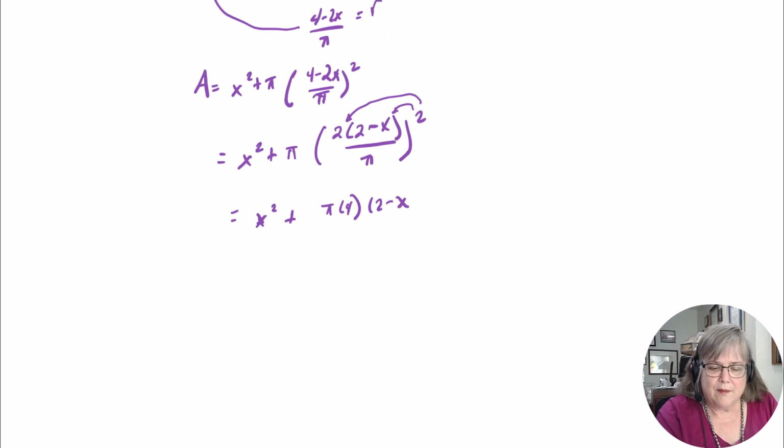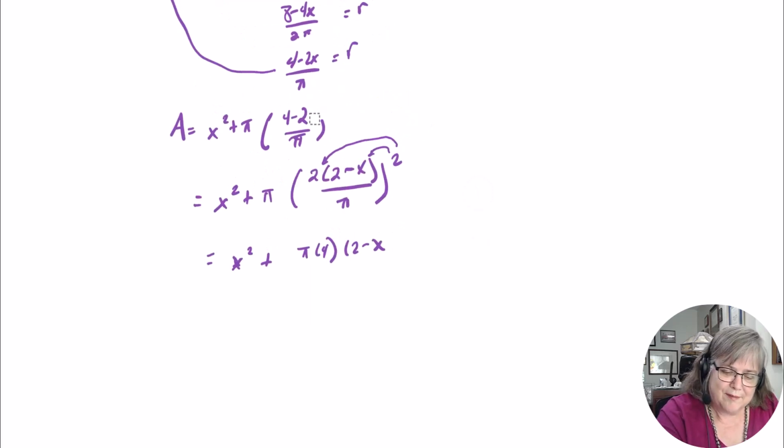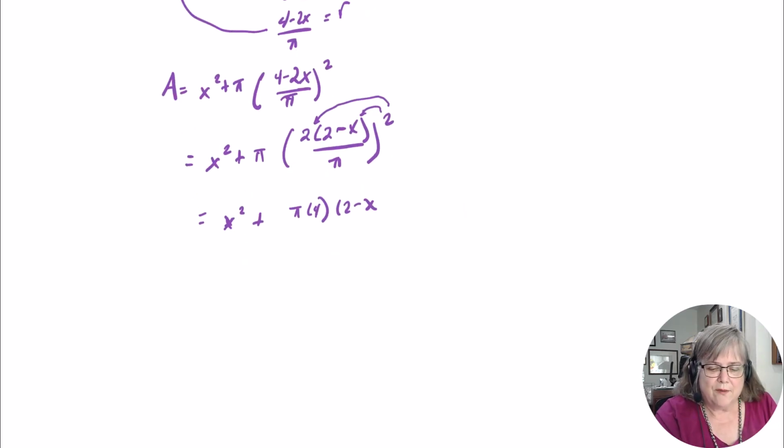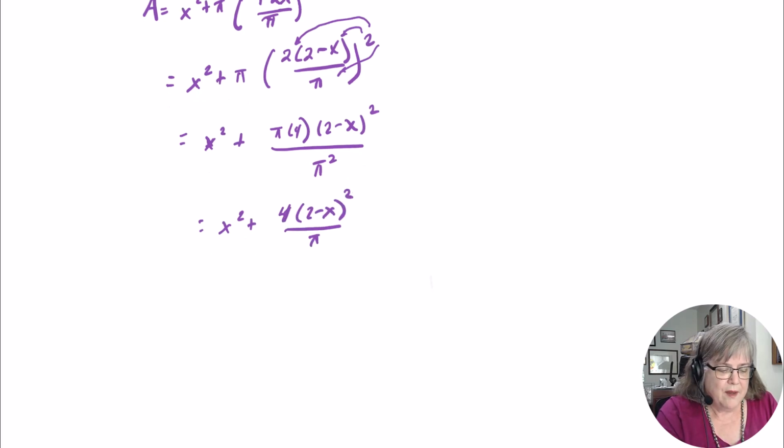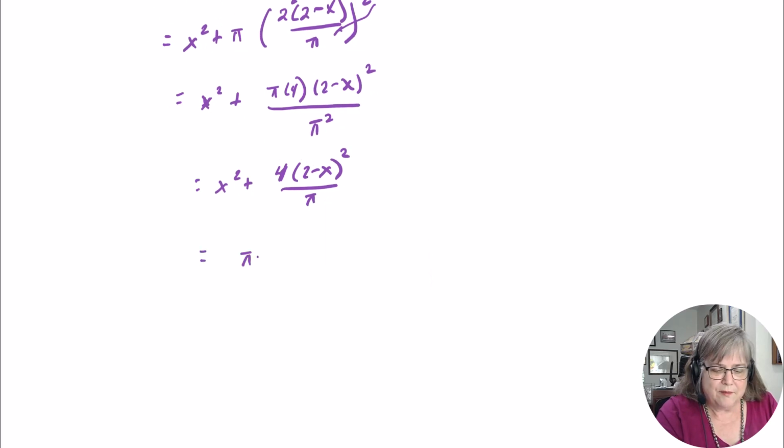Okay. I think they just look like that. X squared. There we go. All right. So that's 4, and you have (2 minus x) squared over, and the square applies to the denominator, pi squared. So you have x squared plus, and the pi's cancel, or one of them cancels, (2 minus x) squared over pi. So you need a common denominator.